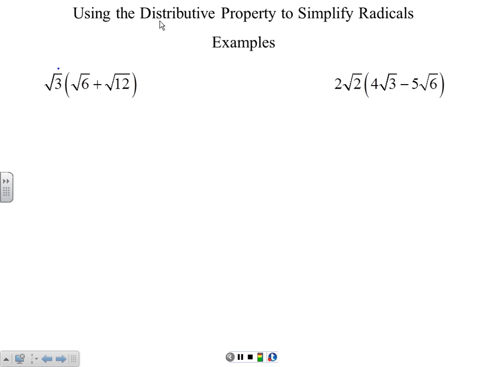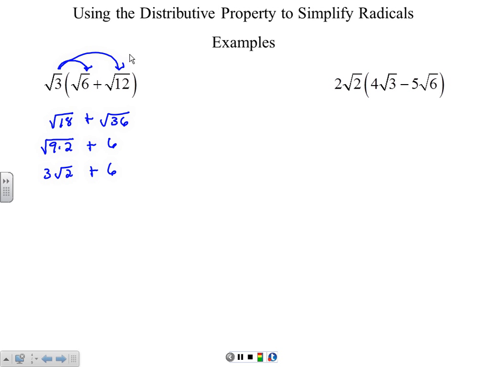So we're going to take the square root of 3 times the square root of 6 and get the square root of 18. And we're going to do square root of 3 times the square root of 12 and get the square root of 36. And then we're going to simplify each one of these. Think of a perfect square that will go into 18, and that's going to be 9 times 2. And then, of course, the square root of 36 is simply 6. Square root of 9 is going to be 3, square root of 2, plus 6.